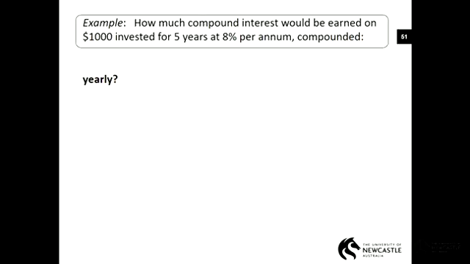Absolutely. The more often you compound, the more money you get. If we were to calculate it monthly, I'd make more money than calculating yearly, because sooner I'll be making interest on my interest. So if we were looking at how much compound interest will be earned on $1,000 at 5 years at 8% per annum compounded, well, if we compounded yearly, there's my formula. My principal amount is $1,000. My rate is 8% per annum, which means per year, doesn't need adjustment. And the number of years is 5 years.